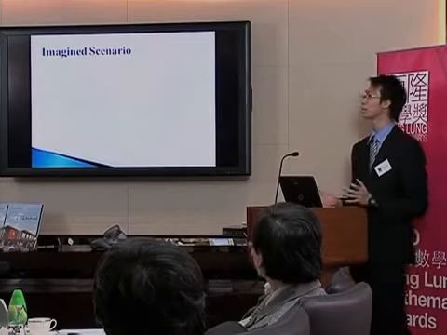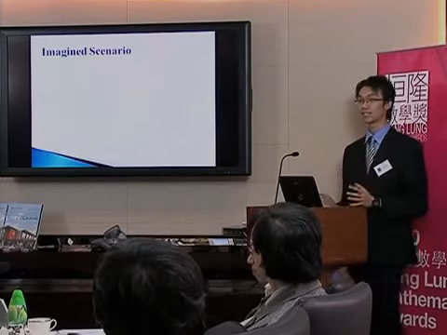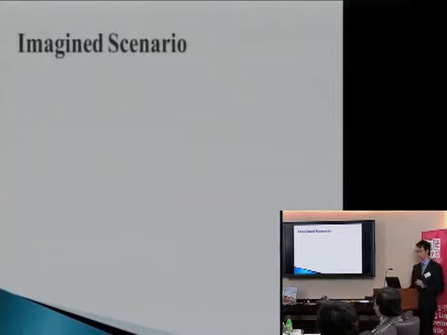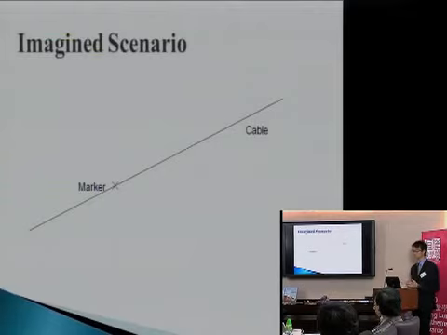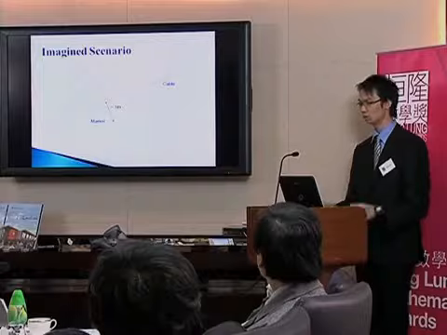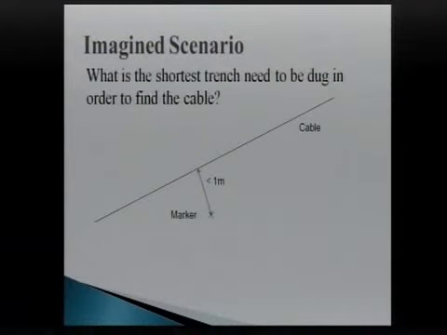First of all, let me start with an imagined scenario. A telephone company once buried a straight cable underground and then put a marker on the ground right above it so as to indicate its position. But unfortunately, due to some errors, it's within 1 meter from the cable, but not quite exact. So here's the question. What is the shortest trench that needs to be dug in order to find the cable?